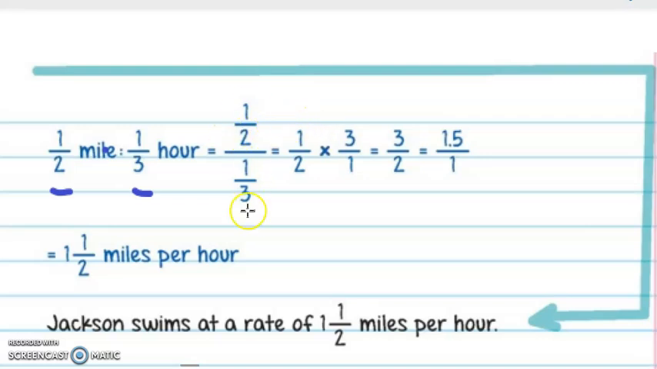So this is 1/2 divided by 1/3, which is 1/2 times 3/1. If we're dividing fractions, we multiply by the reciprocal of the second fraction. So we get 1/2 times 3. 1 times 3 is 3. 2 times 1 is 2. And we get 1.5 over 1, or 1.5 miles per hour. So this is 1.5 miles per hour. And that is a very common unit rate that we'll see just in real life, miles per hour.